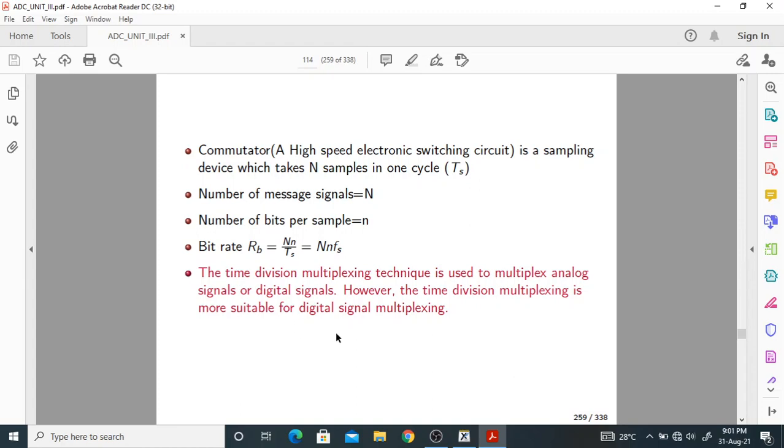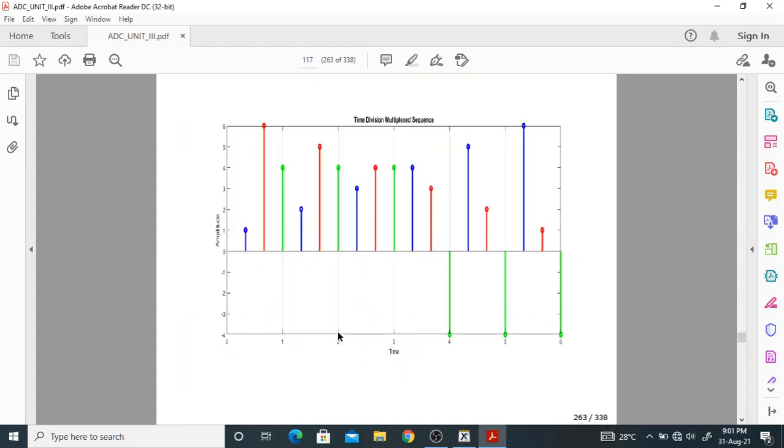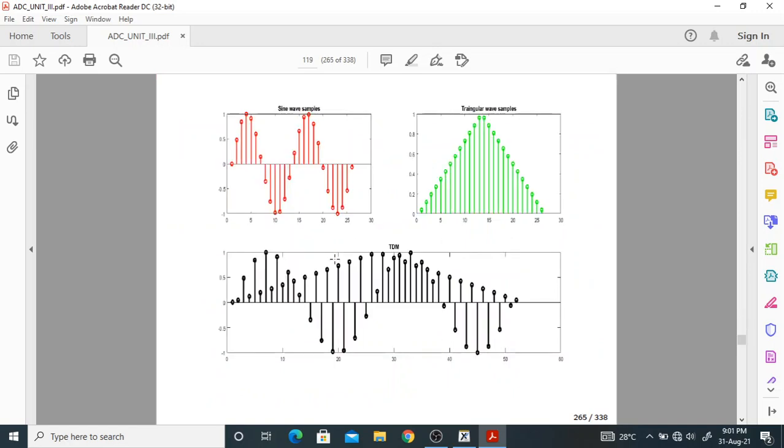Okay, so another example. I have taken 3 signals. One is a sine wave, this is a sine wave, and this is a triangle. I have multiplexed them. This is TDM. You can see here, right?